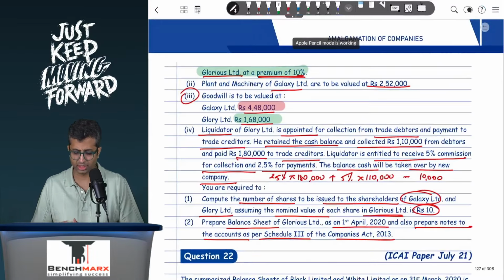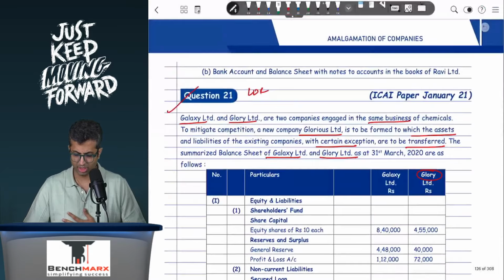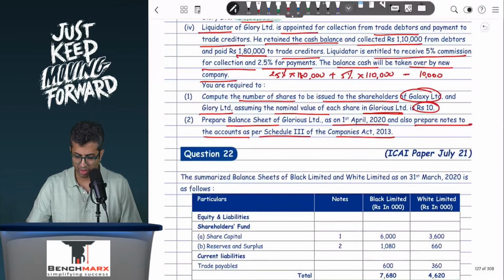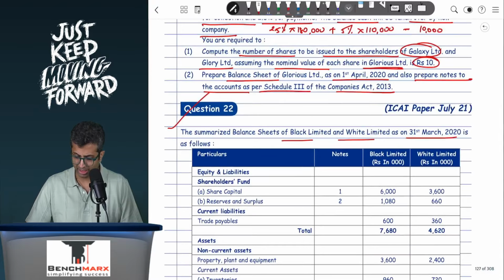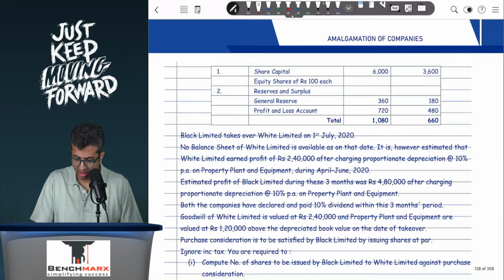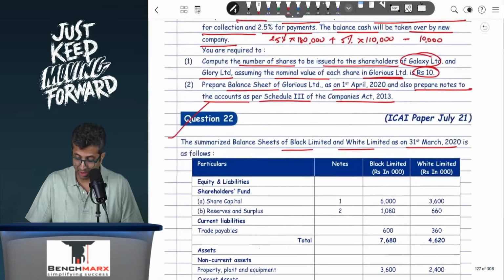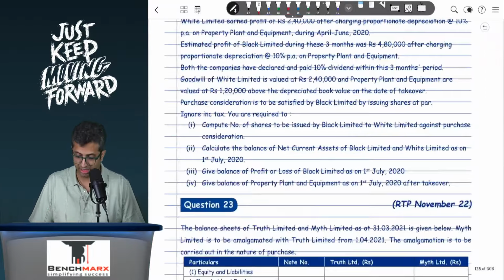Are we fully clear regarding question number 21? Okay, next you'll have question number 22. Now the summarized balance sheets of Black and White as on 31st March 2020 is as follows. You have been given the summarized balance sheets of Black and White, and Black Limited takes over White on 1st July 2020. Now this is not on the same date as the balance sheet. The balance sheet is on 31st March 2020, so there is a 3-month time gap.